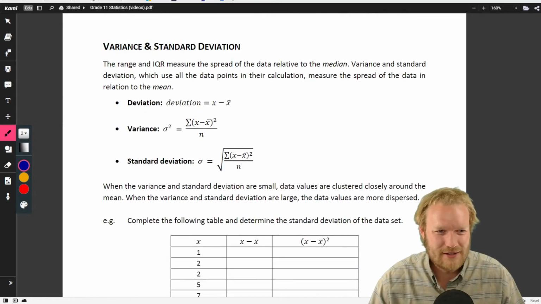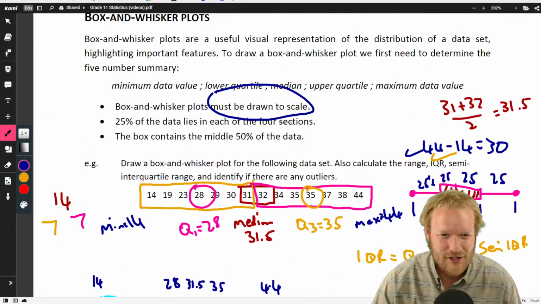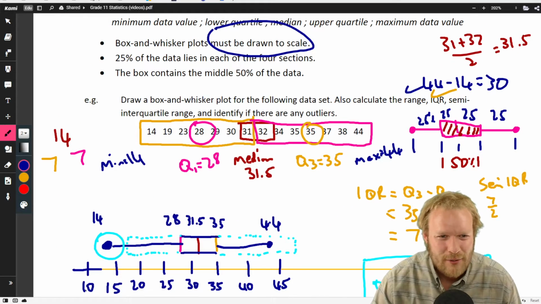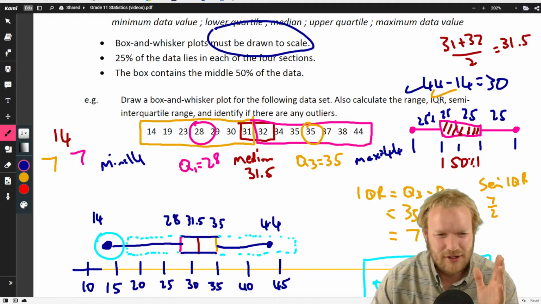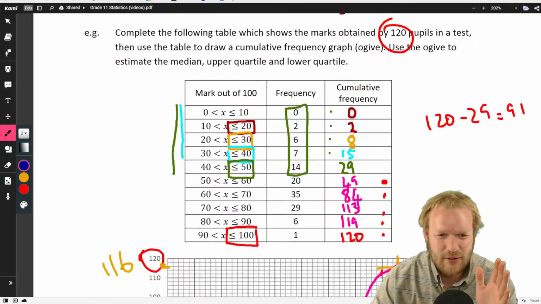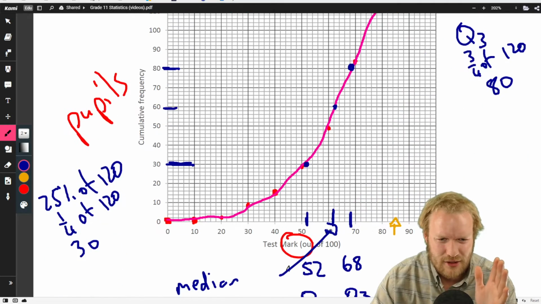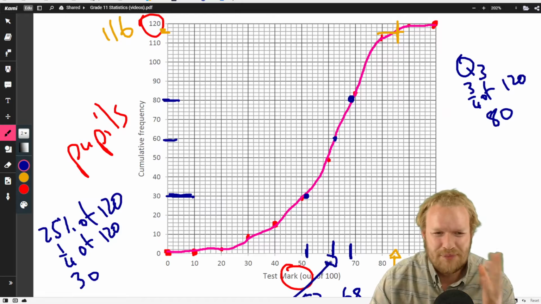What are these things? So far, if you remember from the ogive and from the box and whisker, we dealt with the middle number, and in the middle we looked at the median. So we looked at some sort of average, and our average we said was the median. We still looked at Q1, Q2 and Q3, so it still dealt with medians.